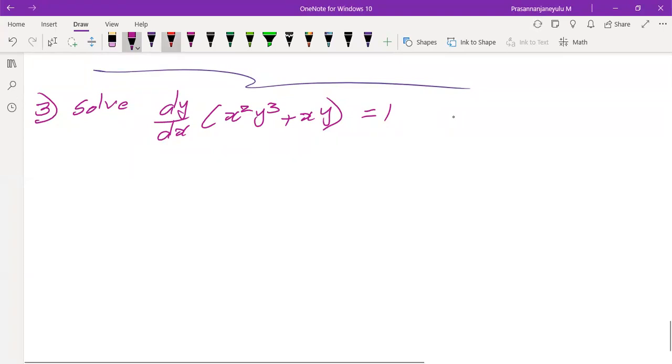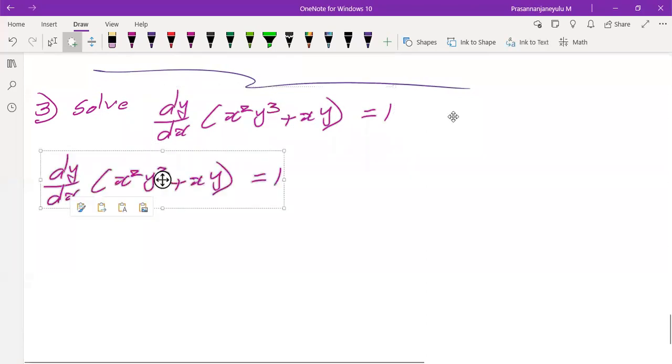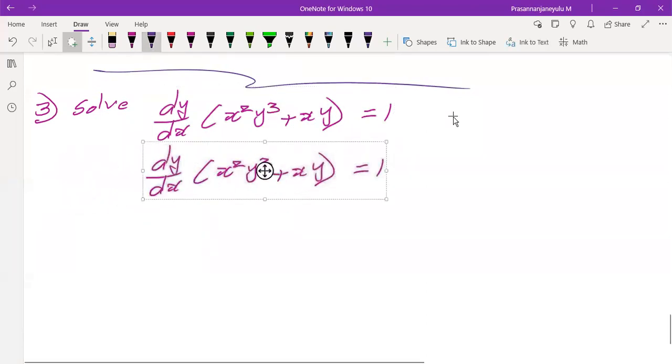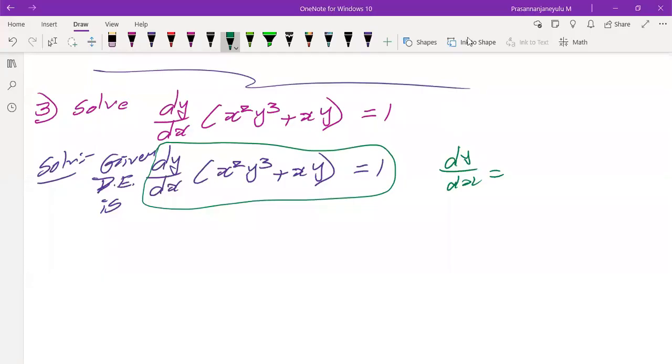So what we have to do here, can I divide on both sides with this, x square y cube plus xy? Yes or no, or any other choice? If we divide with that, then what do we get for dy by dx? Okay, better I will use the general form only. We'll get 1 by x square y cube plus xy.